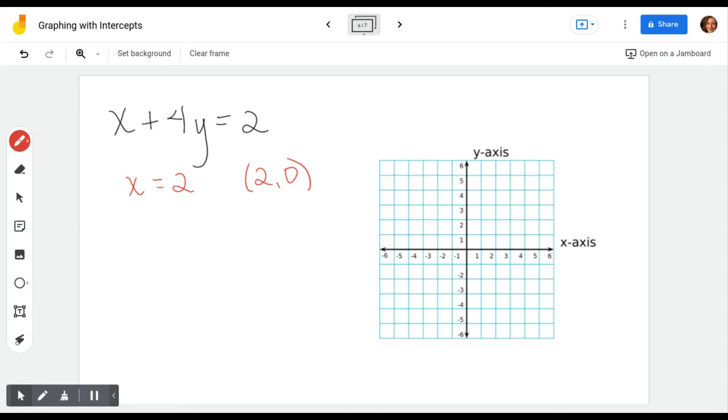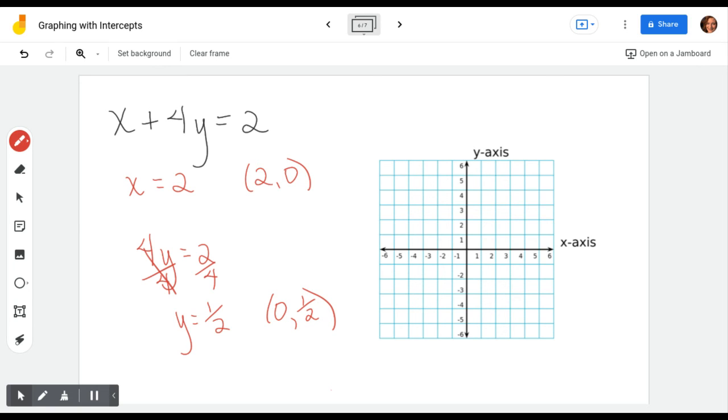To get the y-intercept, I'm going to cover up the x, put a 0 in for it. You're left with positive 4y equals 2. Be careful here, because when you divide by 4, you don't get 2, you get 1/2. So when x is 0, y is 1/2, or 0.5.